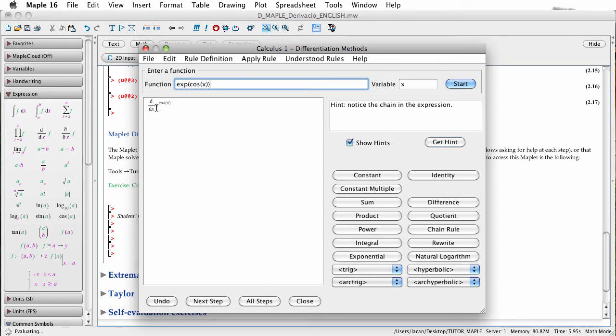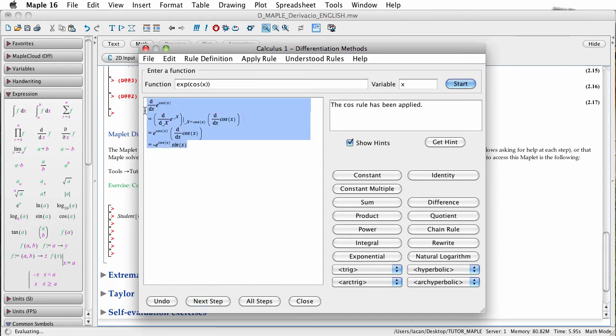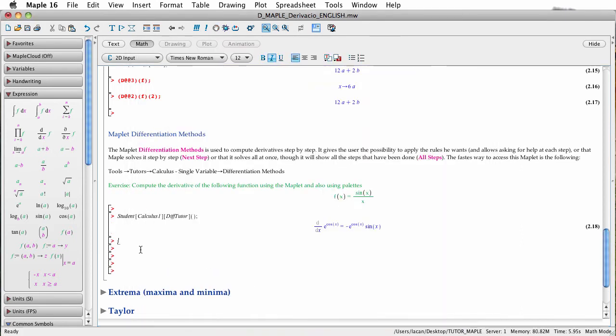the derivative is going to be the derivative of e, the exponential function, applied to the cosine times the derivative of the cosine. If we do chain rule, we get the derivative of the first function evaluated at cosine times the derivative of cosine. If we do next step, it says which is the derivative of the exponential is itself, so e elevated to the cosine of x times the derivative of the cosine, which is minus sine of x. Okay, so now you could copy this, close, come here in the tutorial and paste it.